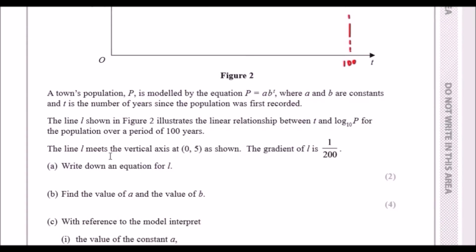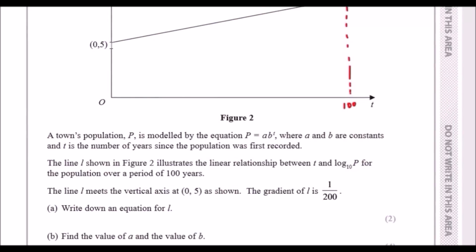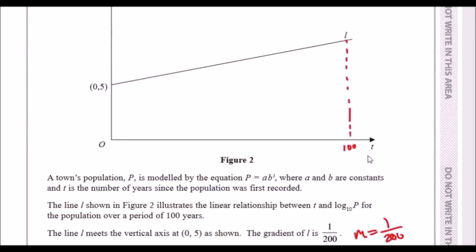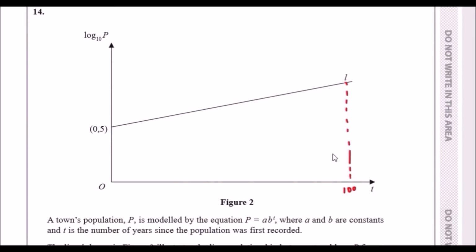The line L meets the vertical axis at 0, 5, so it intersects at 5 where the x coordinate is 0, and the gradient of L is 1 over 200, so m equals 1 over 200. All right, so far so good. Write down an equation for the line L. This is straightforward. This is y equals mx plus c. So let's just note this down.